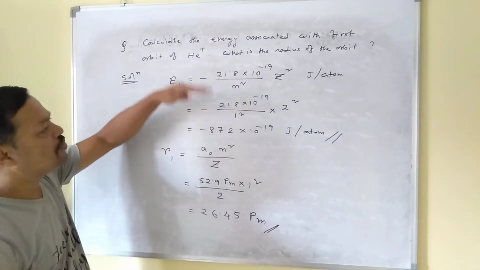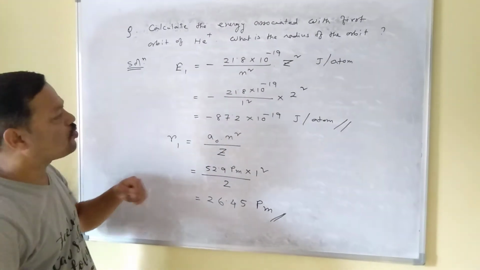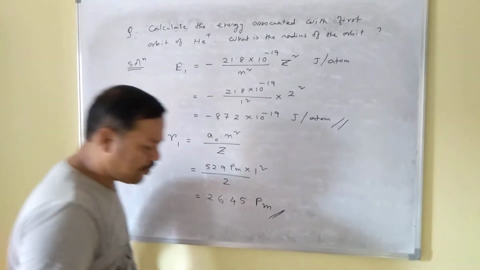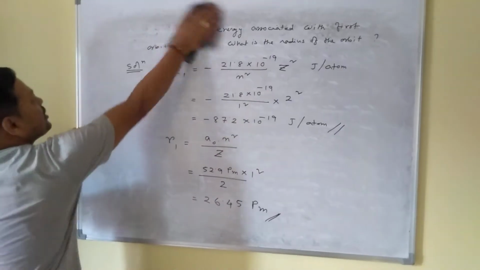So in this way you can determine the energy, radius, and also the velocity of electron for different orbits for hydrogen-like particles. I give you another question.